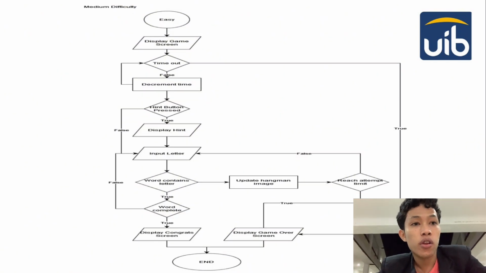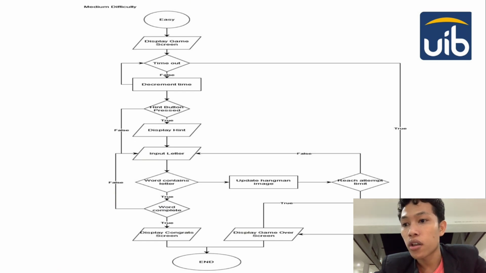Hello everyone, I will explain the flowchart for the medium and hard entry levels. Start. The game begins by displaying the game screen. The timer runs and the system checks for the timeout. If time runs out, game over. If not, time is reduced.